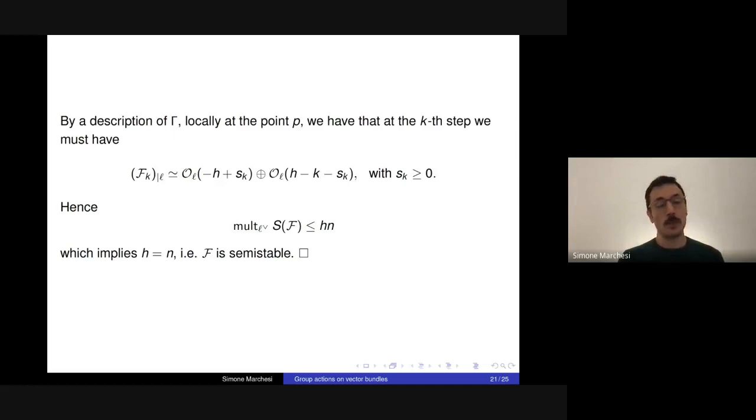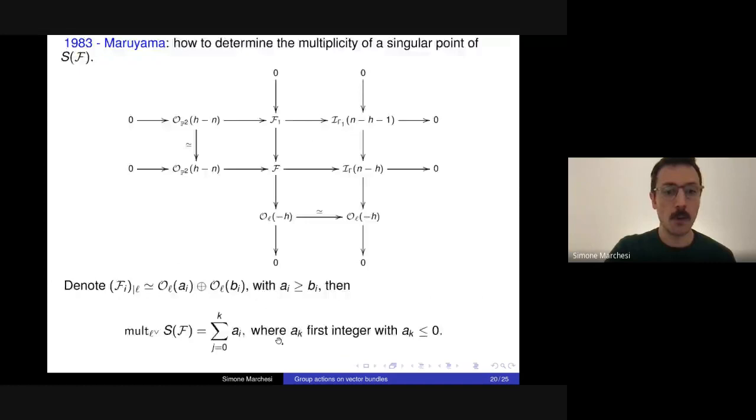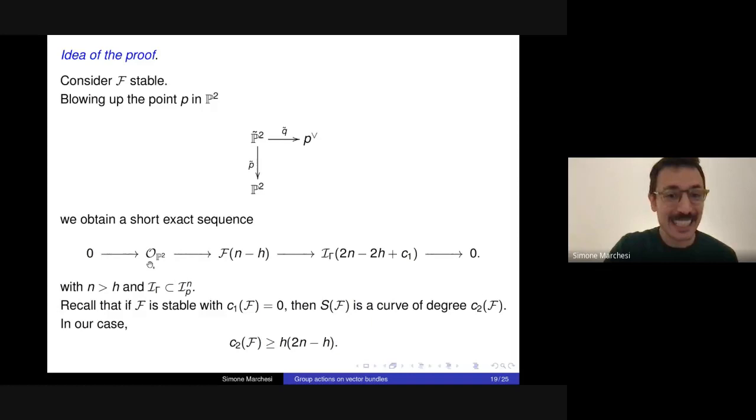So independently of what n and H are, we have that at the (n minus one)-th step at most we have a non-positive direct summand. And using the Maruyama theorem, we see that the multiplicity of the scheme at the point is less or equal than Hn. Combining this with the other inequality that I said before, H must be equal to n. But if H is equal to n, then the bundle is semi-stable. So stable is not possible, okay?